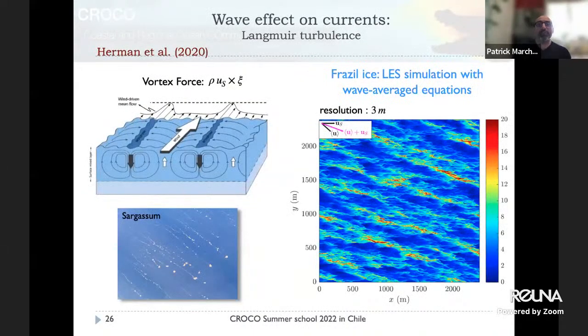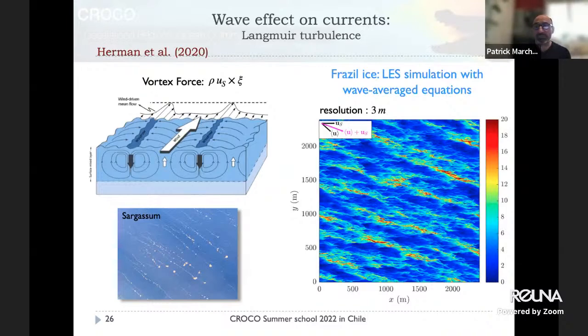This is another application that has been made by a team in Poland. In this case, we use the wave-averaged equations of CROCO. In particular, the term that is given by the interaction between the currents and the Stokes drift coming from the waves. This term is called the vortex force, and this is the term responsible for Langmuir circulation.